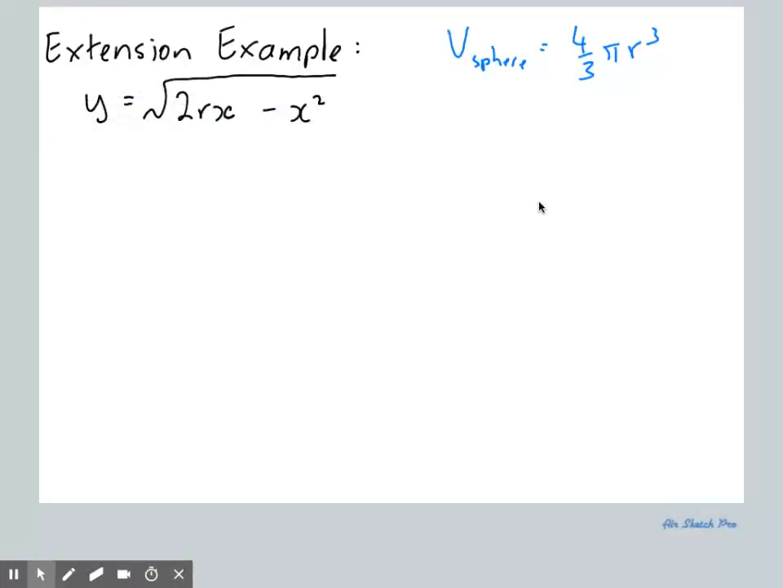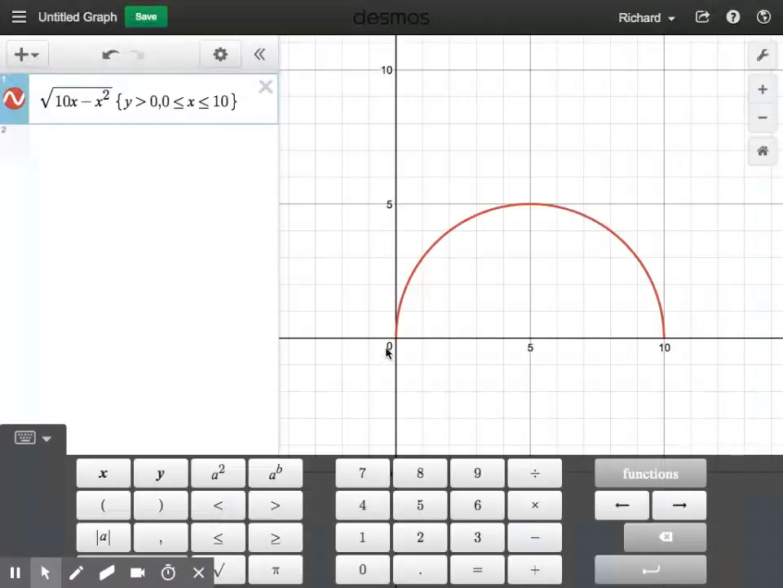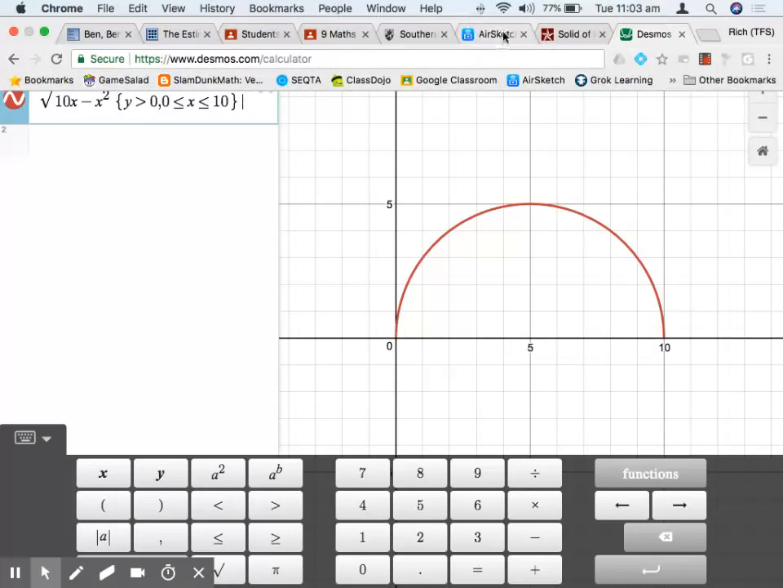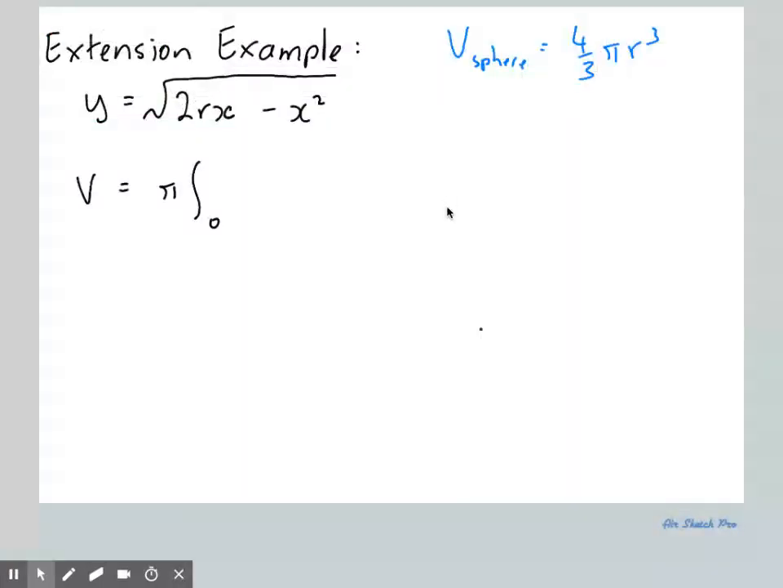If I wanted to work out the volume of that rotation, which remember would be a sphere, I would have volume is equal to pi, between, now what values? Looking at this again, all the way across to 2r. In this case, the radius is 5, so it goes as far as 10. So the integration is going to be between 0 and 2r, and then I've got the square root of the function 2rx minus x squared, which I'm then squaring, dx.